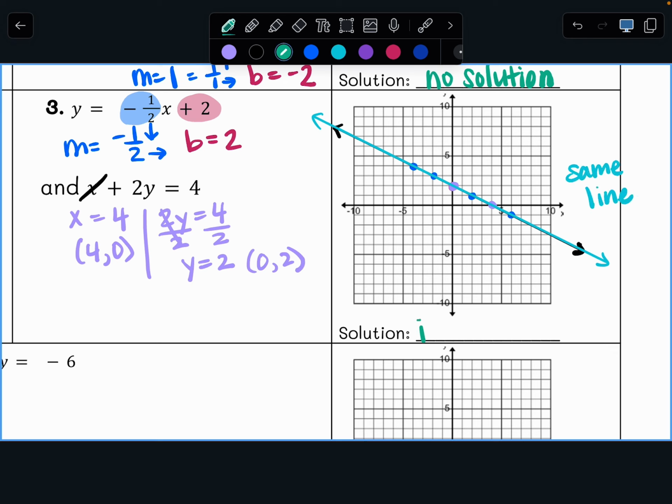Same line. That means there are infinite solutions. So every point is a solution to this system.